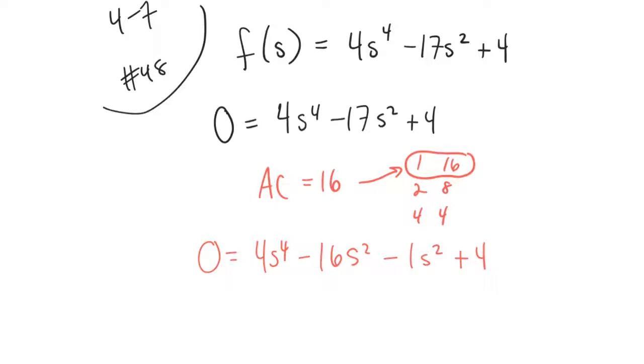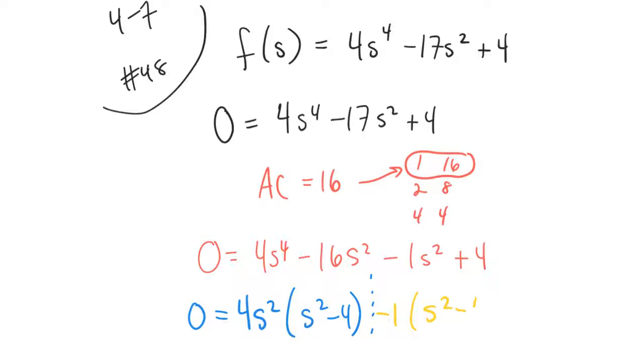I then factor using grouping. Out of here comes a 4s squared, leaving behind s squared minus 4. What do I take out of the right term, though? Negative 1. Because, remember, whatever is here has to also end up over here. And right now, I don't have s squared minus 4. I have negative s squared plus 4. So I need to take a negative 1 out of the right-hand side of this equation, and that leaves me behind with s squared minus 4.